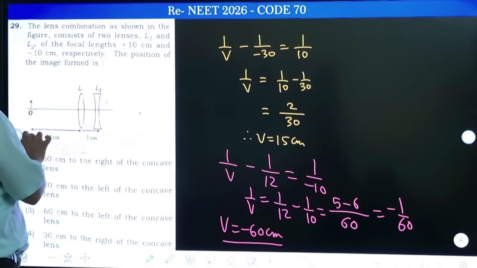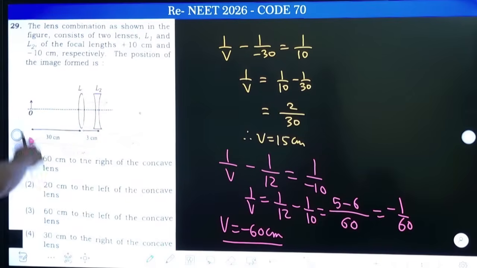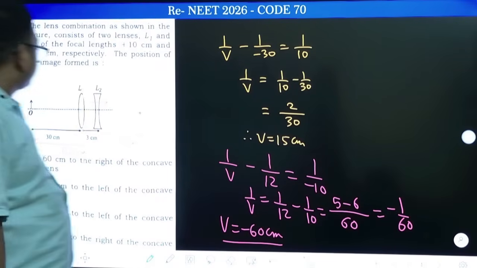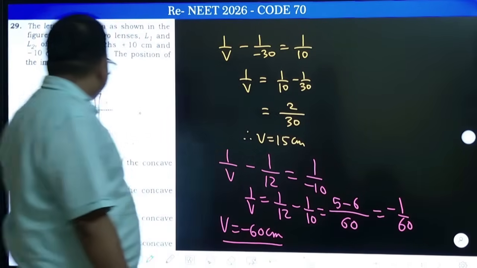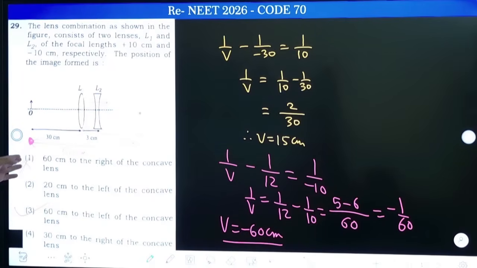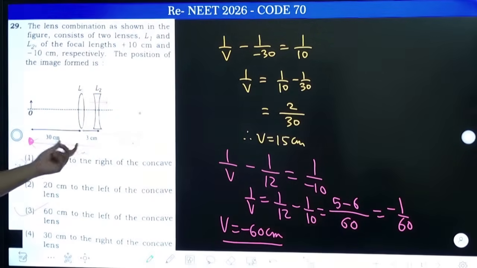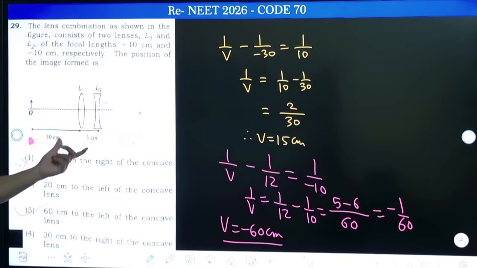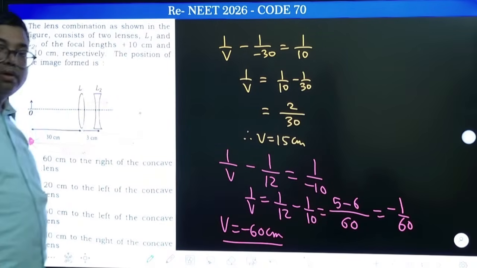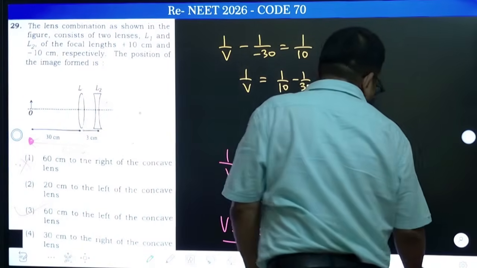So the final image will be 60 centimeter from L2 to the left. 60 centimeter to the right of the concave lens, that's not correct. 60 centimeter to the left of the concave lens, this is correct. Okay, option 3 we can go. And if we have to calculate from L1, because this is 3 centimeters, 60 minus 3 will be 57. So 57 from the first one, that is not given anyway, right? Then let's move next.